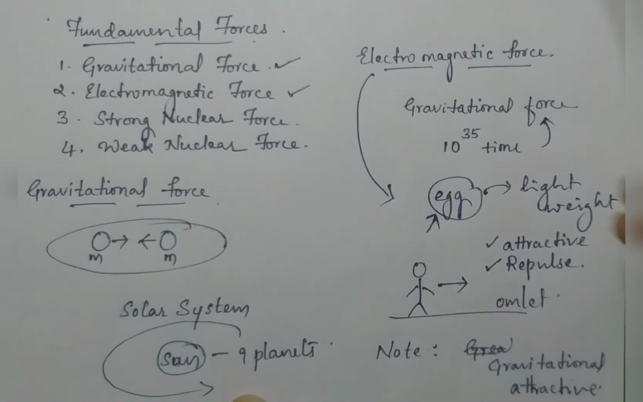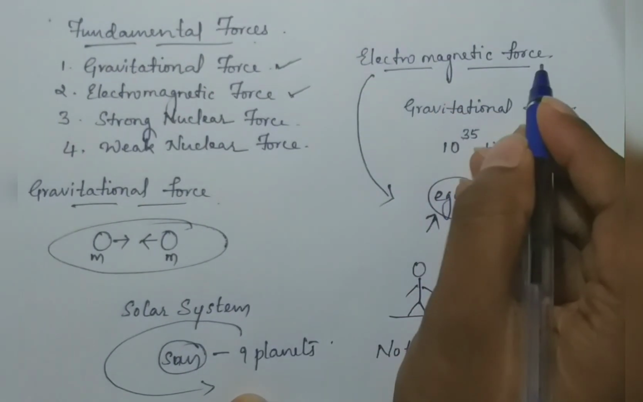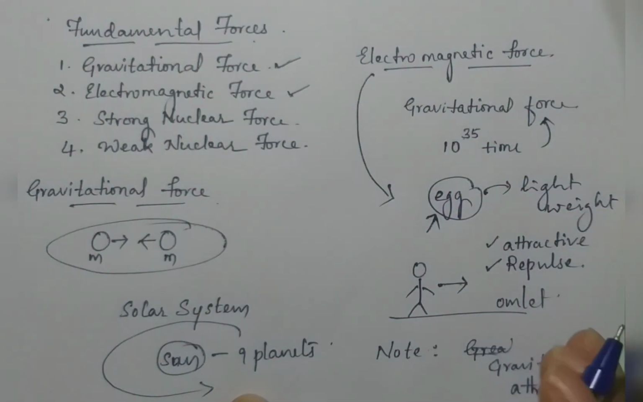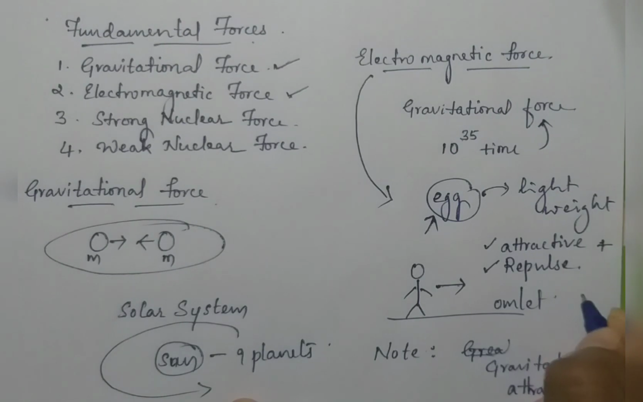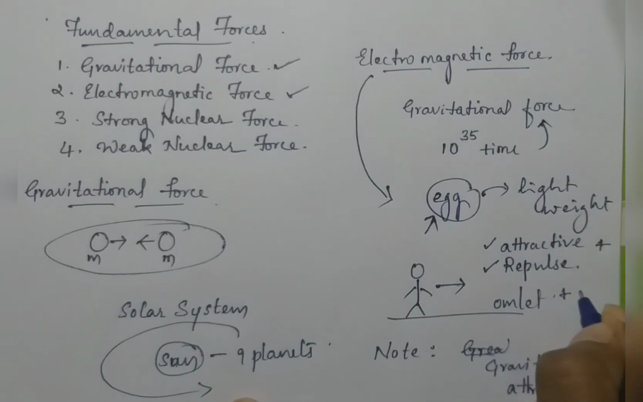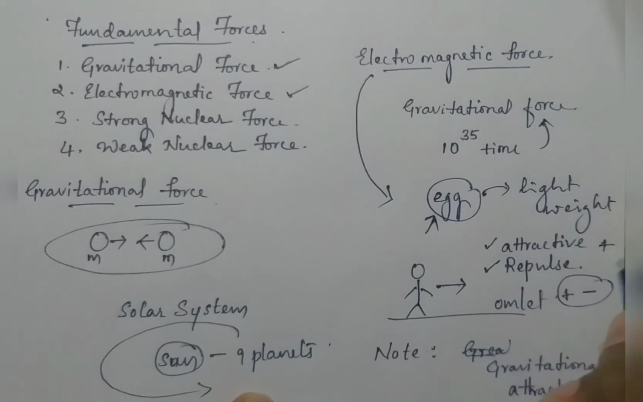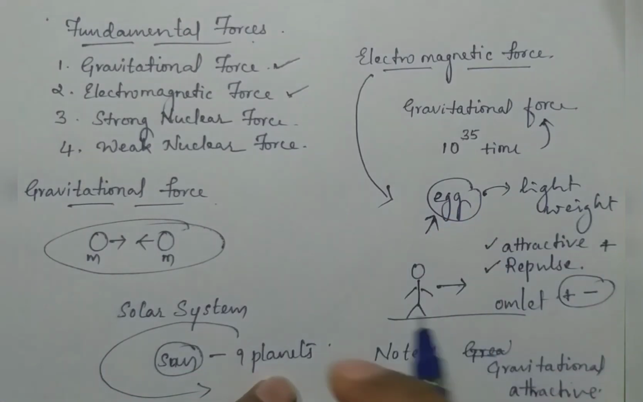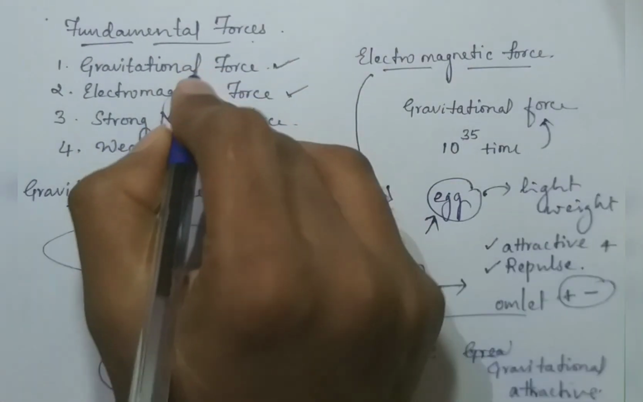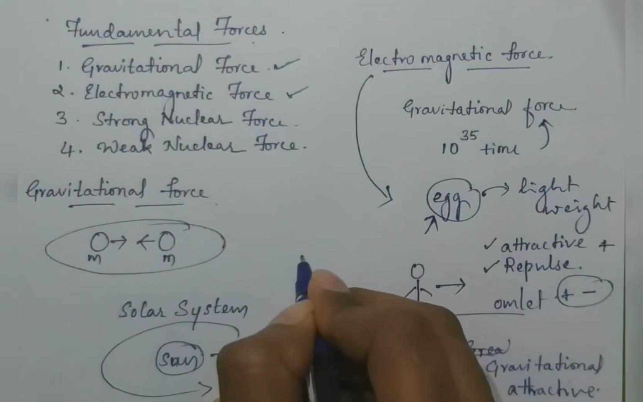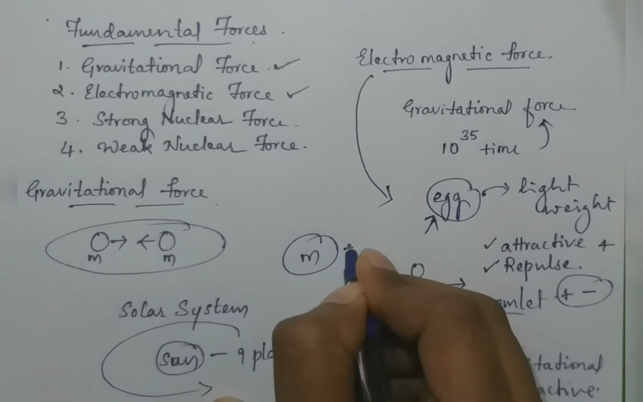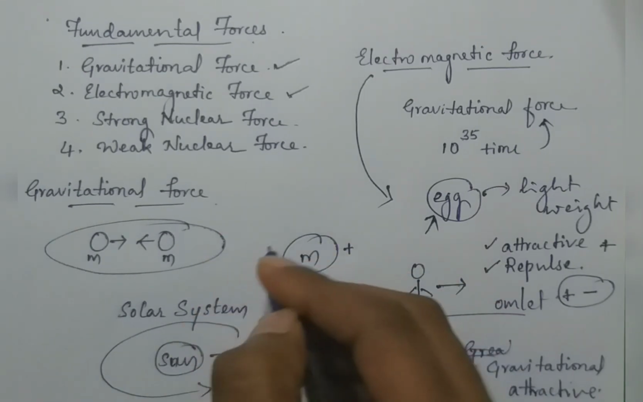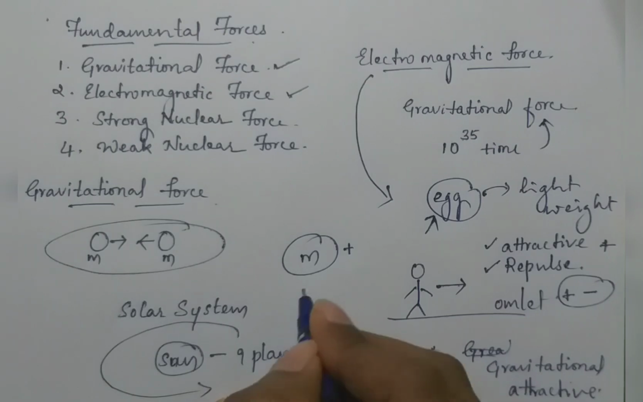Why is it attractive as well as repulsive? Because as I told in the definition, the electromagnetic force is the force between charged particles. The charges are not always positive. The charges are positive as well as negative. So it's attractive as well as repulsive. But the gravitational force depends on the mass, and masses are always positive. Hence the gravitational force is always attractive.